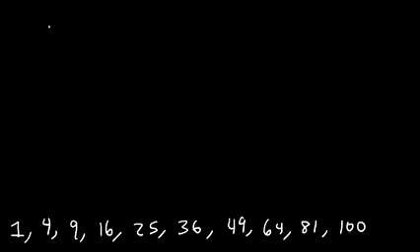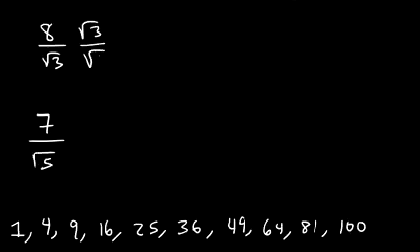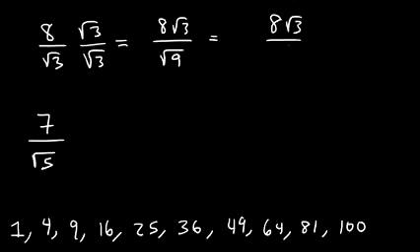So for the sake of practice, try these two examples. For the first one, let's multiply the top and the bottom by the square root of 3. The square root of 3 times the square root of 3 is the square root of 9, which is 3. So this is the answer.